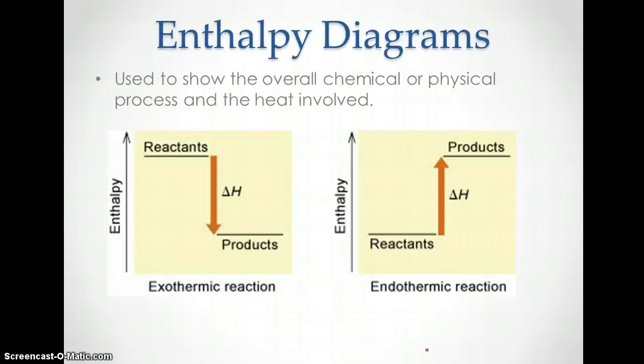Okay. Last few things. There are two different diagrams that we can use to show the overall chemical or physical process and the heat involved. So if our energy diagram has reactants high energy and products low energy, that means it's exothermic. The energy is being released as that reaction progresses. The opposite, if the reactants have low energy and the products have high energy, then our delta H is going to be positive, meaning it's an endothermic reaction.